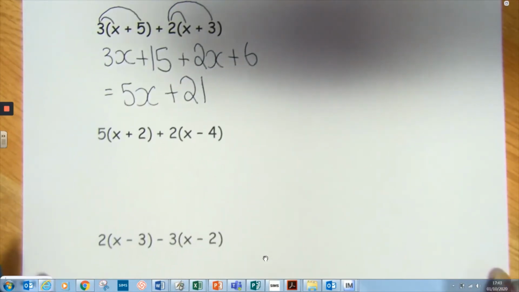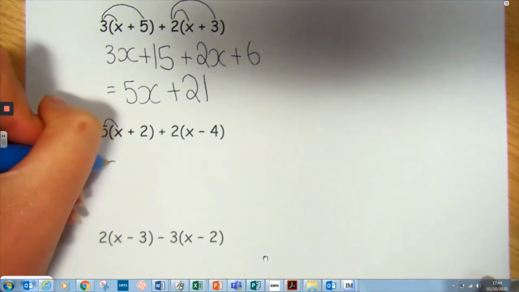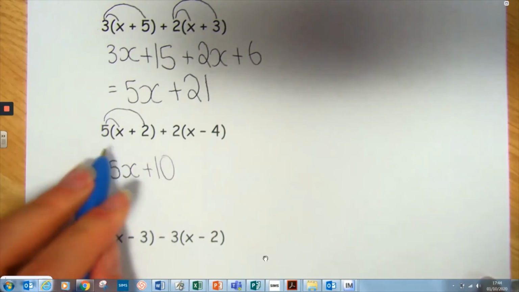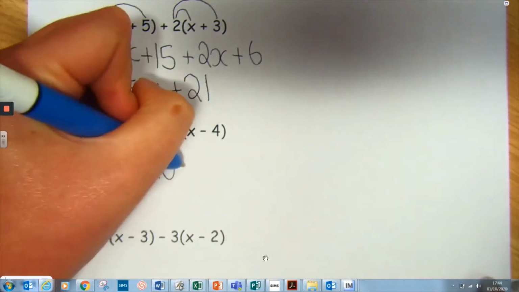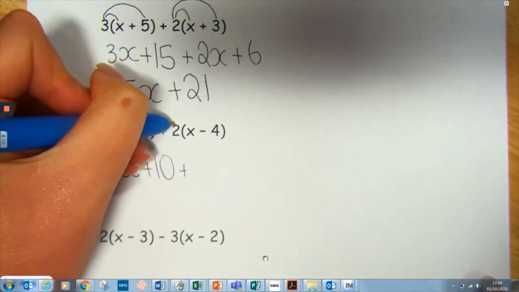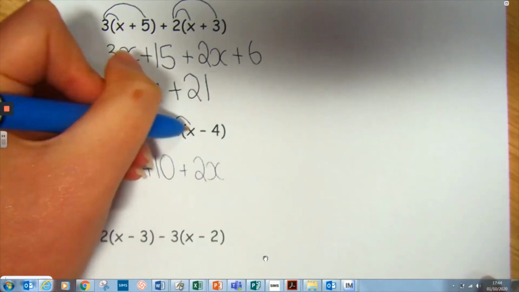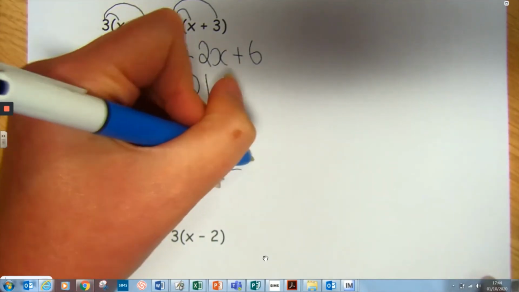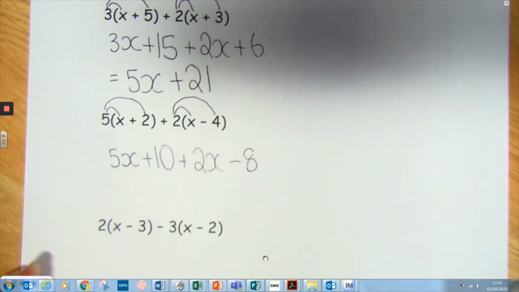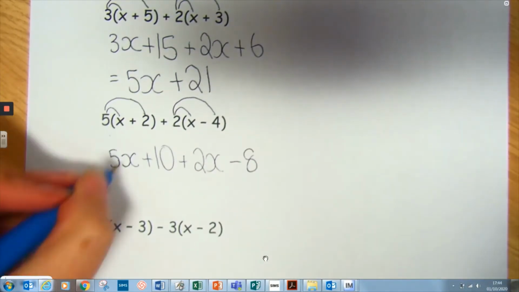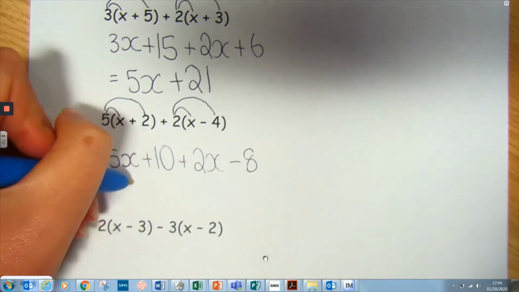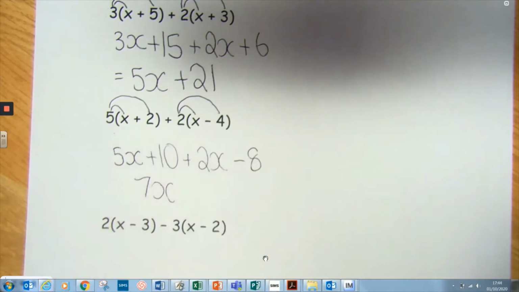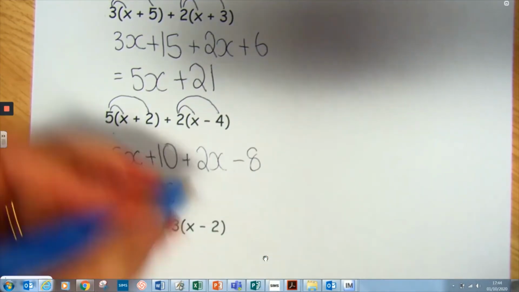The next one we're going to look at is we're going to do 5 times x, which is 5x, and 5 times 2, which is 10. So we've expanded this bracket. Now we're going to expand this bracket, and it's a plus there, so it's plus 2x because we've done 2 times x, and then we're going to do plus 2 times negative 4, which is negative 8, because a positive times a negative is a negative. Then we're going to group together our like terms. 5x add 2x is 7x, and then we've got positive 10 take away 8, and that takes us to positive 2.